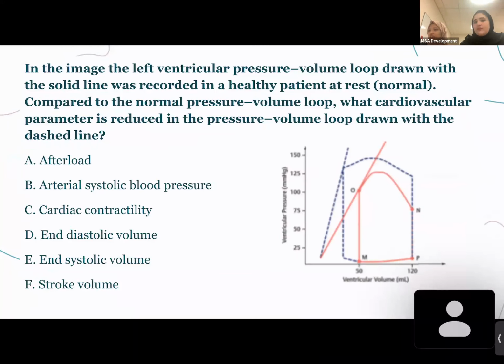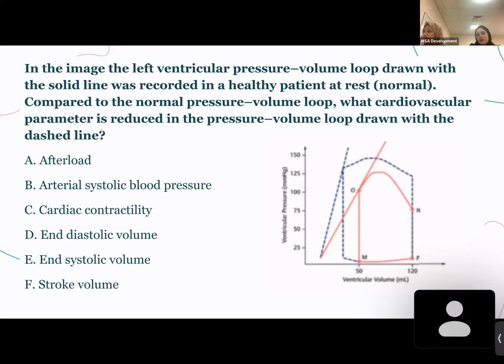Okay, so in the image, the left ventricular pressure volume loop drawn with the solid line was recorded in a healthy patient at rest. Compared to the normal pressure volume loop, what cardiovascular parameter is reduced in the pressure volume loop drawn with the dashed line? Basically, what's decreased if you compare the red to the dashed line?